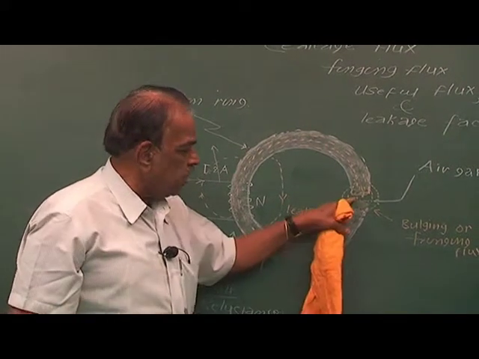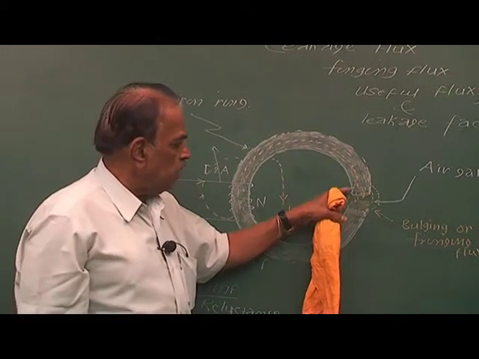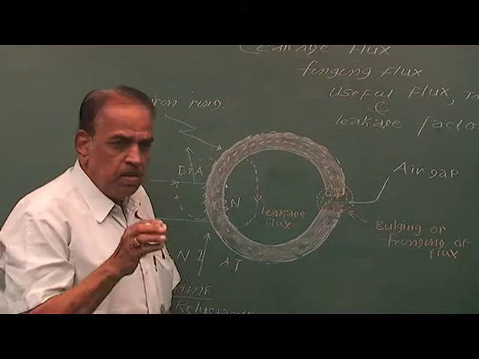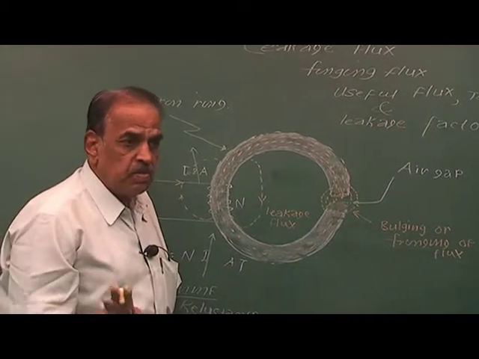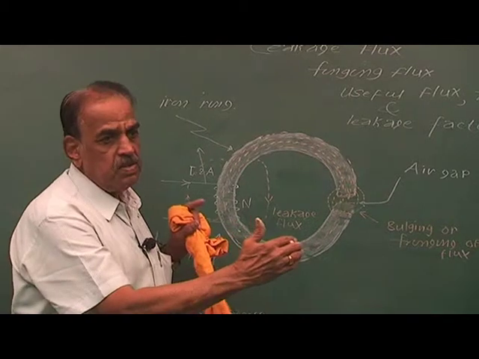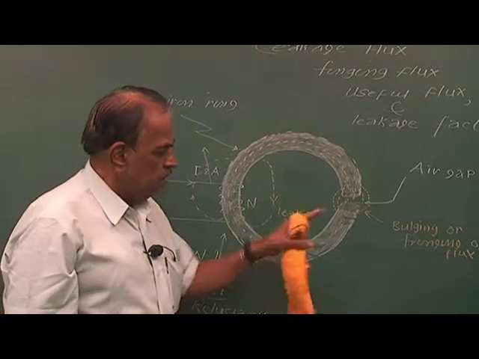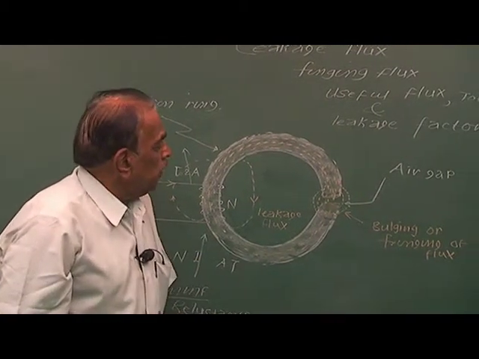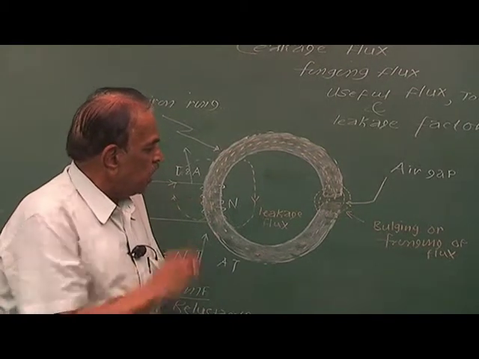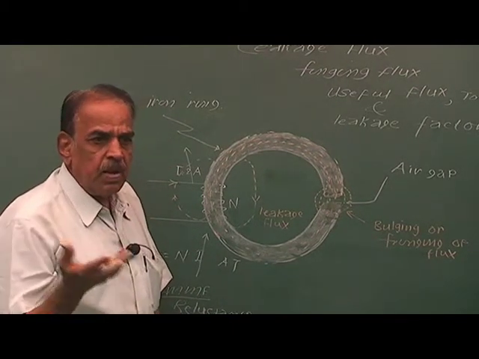What is the mu r for air? It is 1. And whenever flux tries to cross the air gap, there is a mutual repulsion between the flux lines. With the result, flux lines bulge out. Bulging of flux, fringing of flux. And what will be the effect on the air gap flux? Air gap flux is reduced.